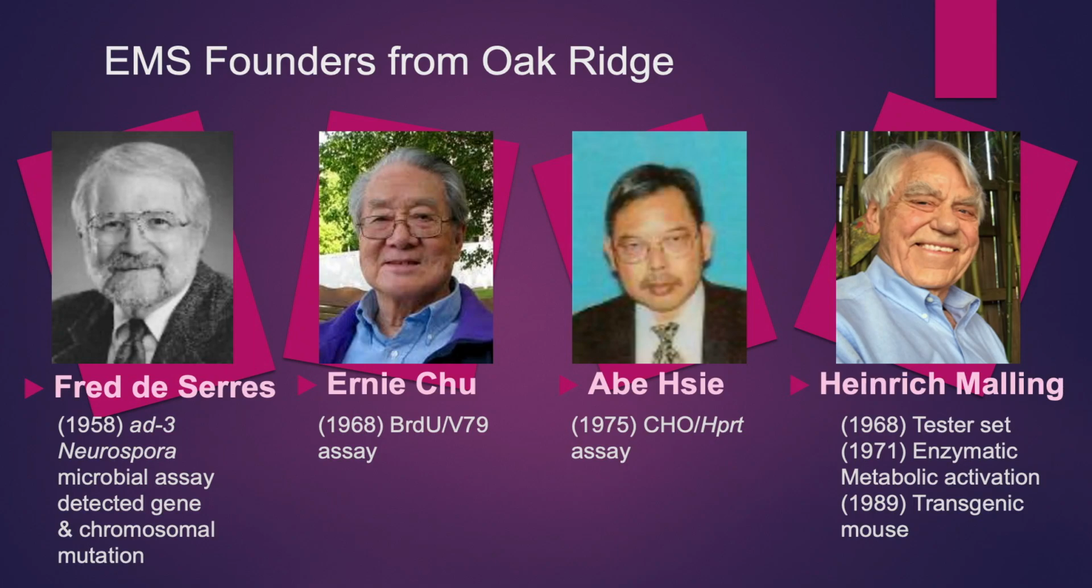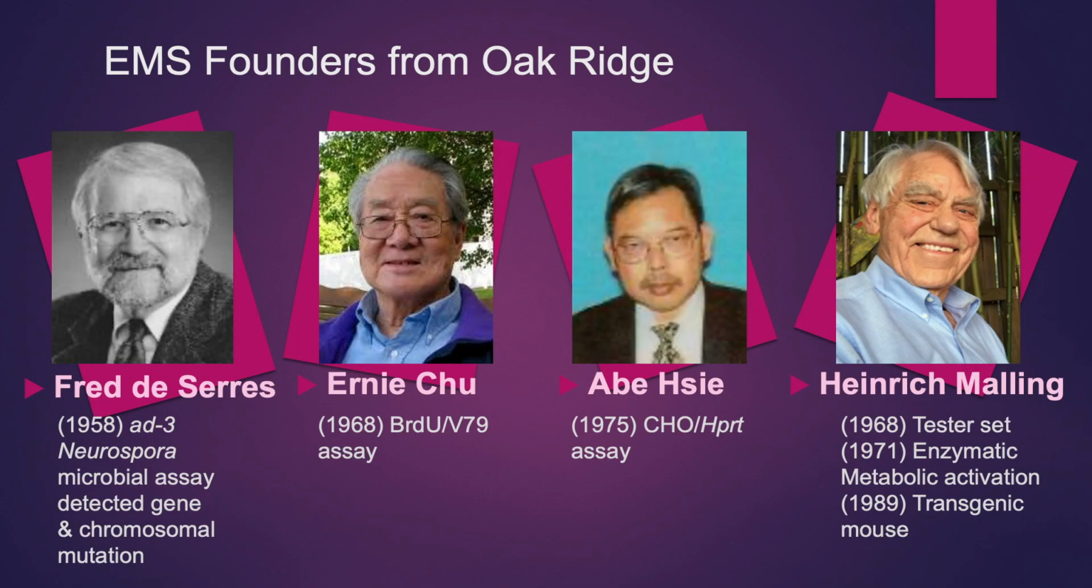And over the years, Heinrich Malling worked with Fred to improve that system. Ernie Chu, of course, invented the first gene mutation assay in mammalian cells, and again, without Heinrich Malling, it would not have happened. Heinrich was key to that development with Ernie. Abe Clive, of course, invented the CHO-HPRT assay in 1975, which for decades, along with the mouse lymphoma assay, is the standard assay for gene mutation in mammalian cells.